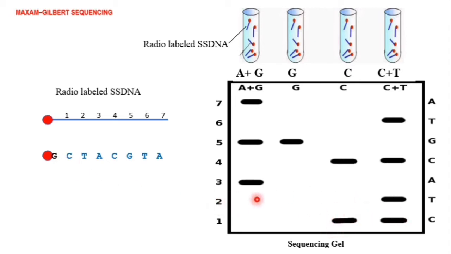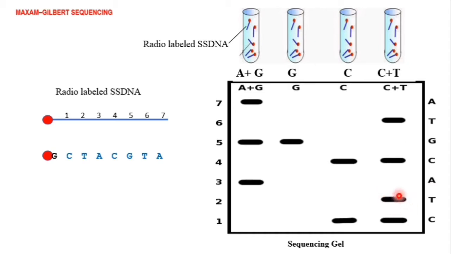Next, we look near the top of this band to see if any band is there. One band is seen in the C plus T tube. Now we have to check whether there is a band of the same length in the C tube. But there is no band there, so we can confirm it is a T.